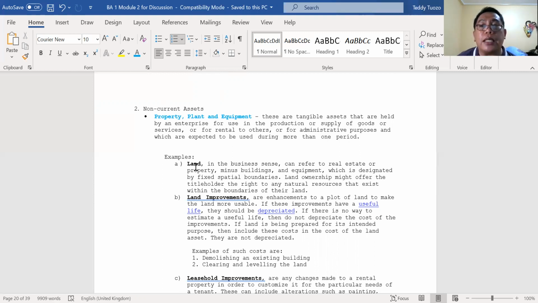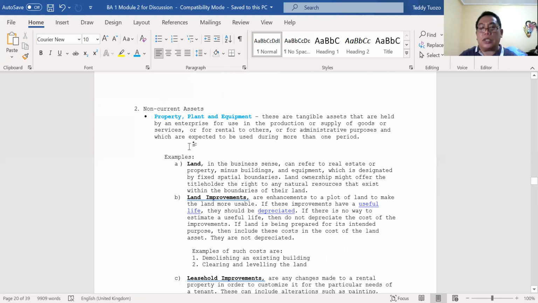These are tangible assets that are held by an enterprise for use in the production or supply of goods or services, or for rental to others, or for administrative purposes, and which are expected to be used during more than 1 year period. Or 1 period, no? But it could be more, 2 periods, 3 periods. So it is not just one period of usefulness. Or meaning to say more than 1 year, no?